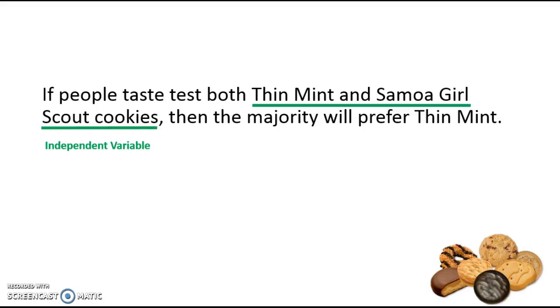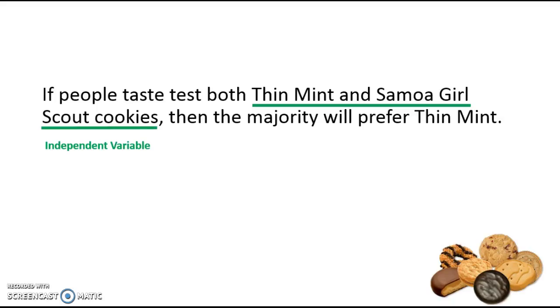Thin Mints and Samoa Girl Scout cookies. The independent variable in this hypothesis is tasting Thin Mints versus tasting Samoas. We know that because that's what's going to vary in our study. An independent variable will have at least two levels, in this case, Thin Mints versus Samoas.